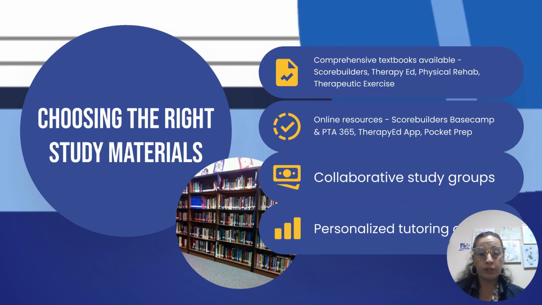Other study materials you can use are, again, all these board prep programs have things that they sell. Yes, none of it is free, unfortunately, but Basecamp is a thing from Score Builders where it gives you a lot of questions per topic, and then you have these little arenas where you can quiz yourself and test yourself. They also have PTA 365, which is free, and you get a daily free question. Therapy Ed has an app as well where you get daily questions, and you can also do little mini exam things. Pocket Prep is another one with lots of questions.